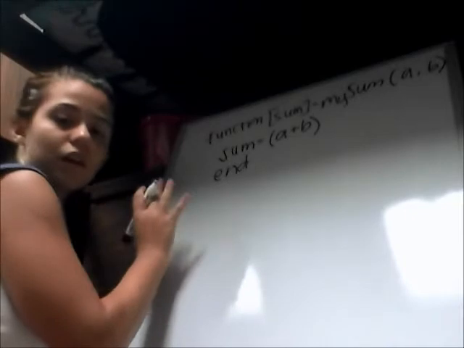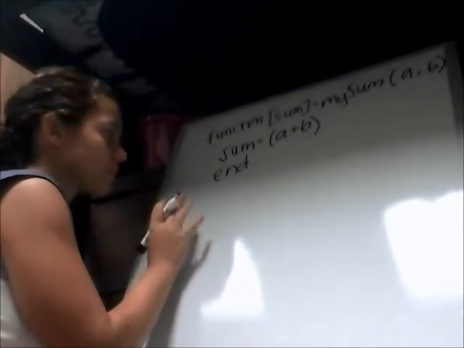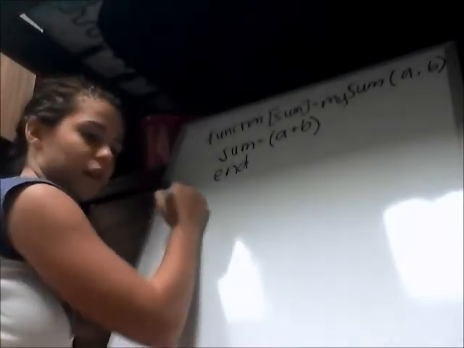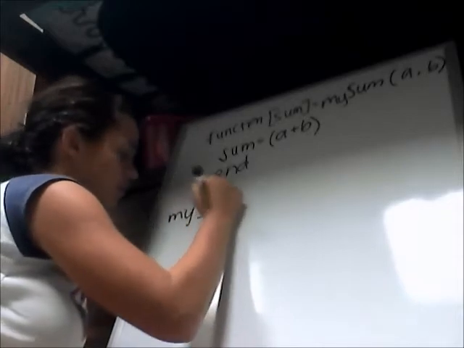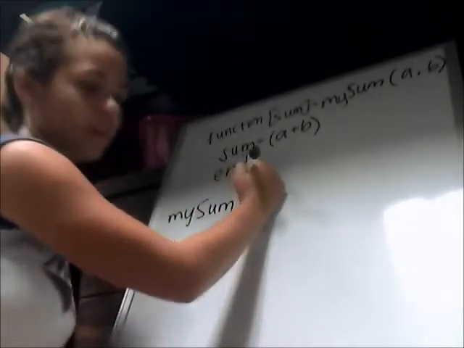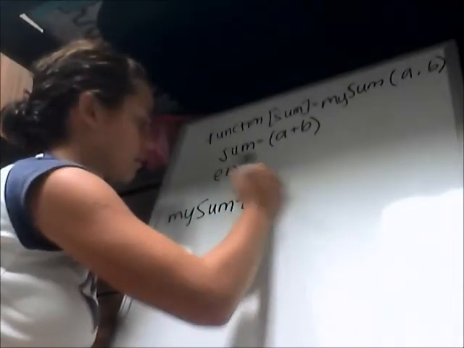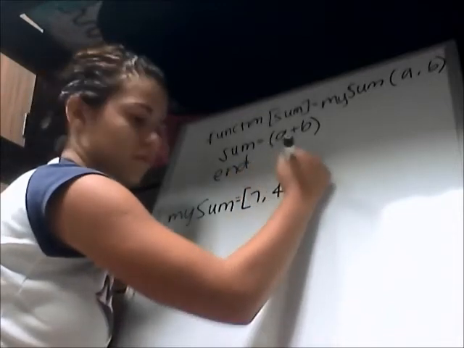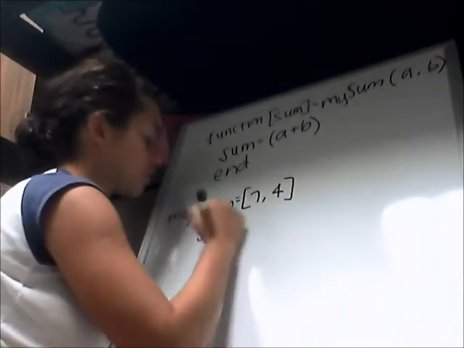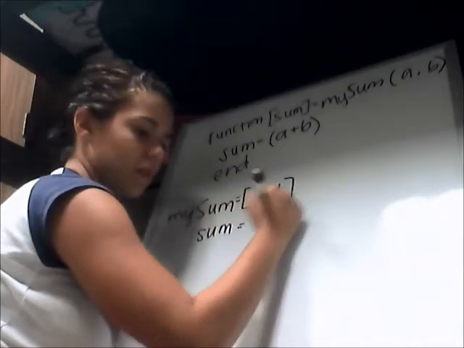In the command window, you would write mySum to call on your function, state your variables in brackets, and then it would return 11.